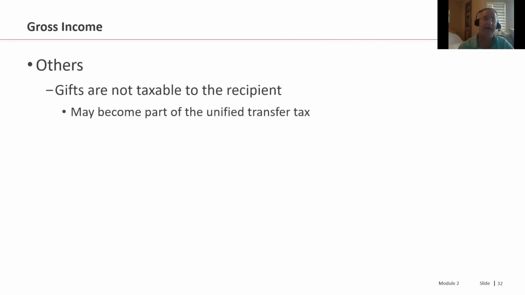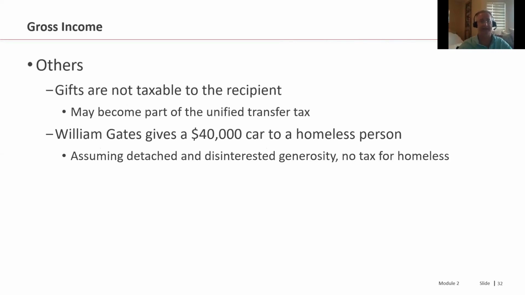Okay, so others. Gifts are not taxable to the recipient. We talked about this a little bit in the first module. If you receive a gift, that's not taxable to you. So if Bill Gates gives a $40,000 card to a homeless person, assuming that there's a detached and disinterested generosity, which is what's required to define it as a gift, there's no tax on the homeless guy, right? This is unlike if he won a prize or an award, right? That would be taxable, but a flat out gift is non-taxable.